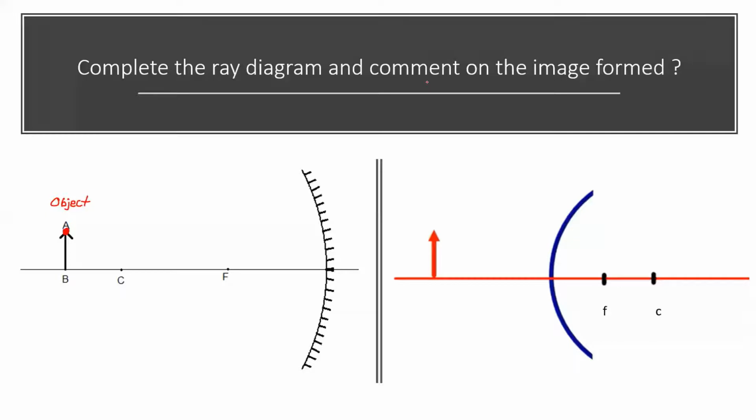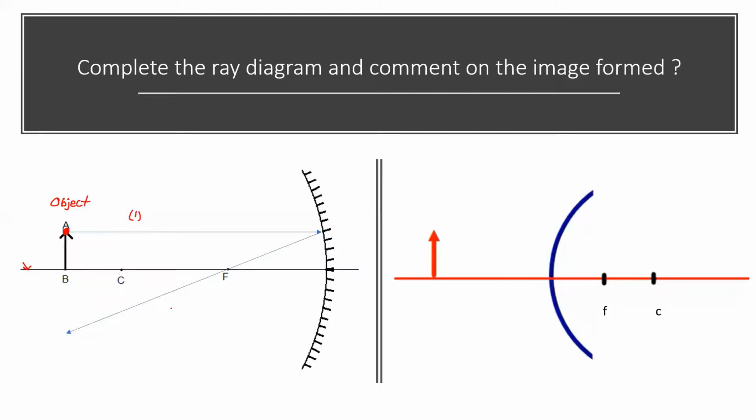I will start it. So for the first one, I drew one ray. Do you agree with that ray? Do you think it's correct? Yes, right? So the first rule is any ray which goes parallel to the principal axis, that means a ray parallel to this line, will go through the focal point. So that is my first ray.